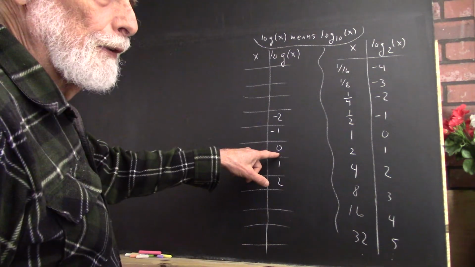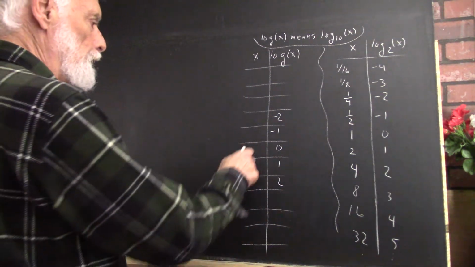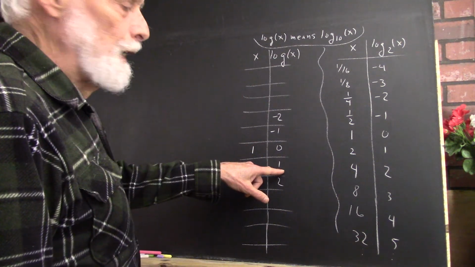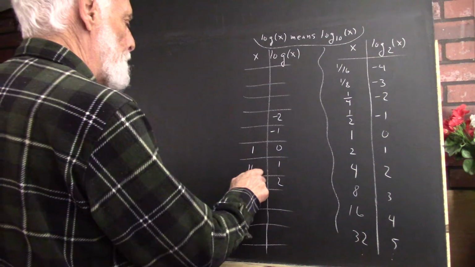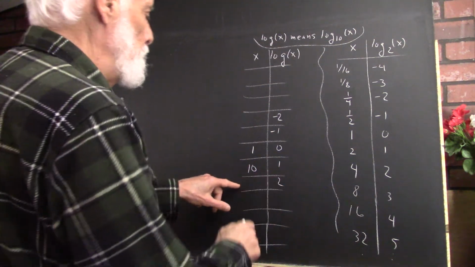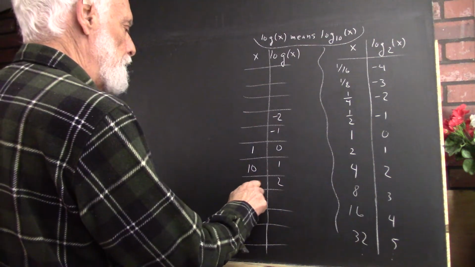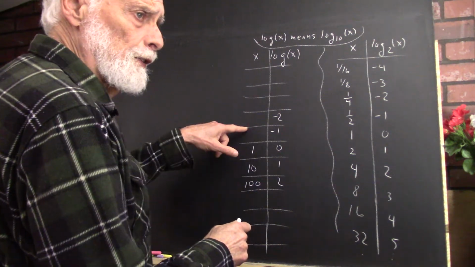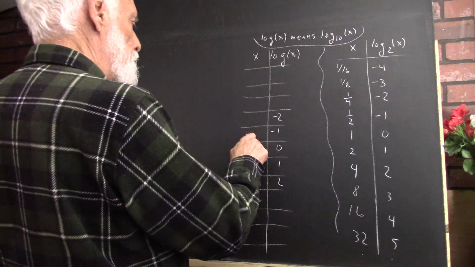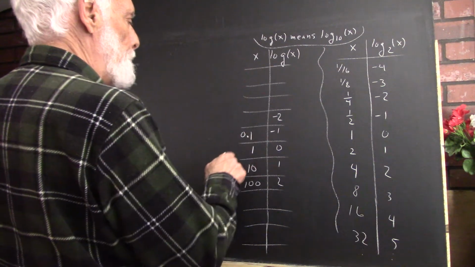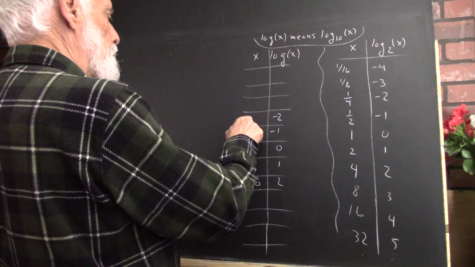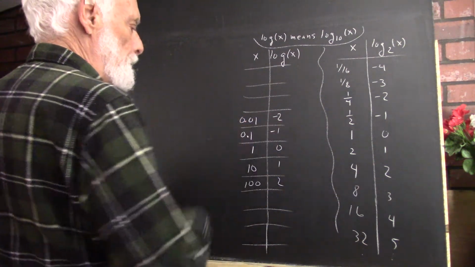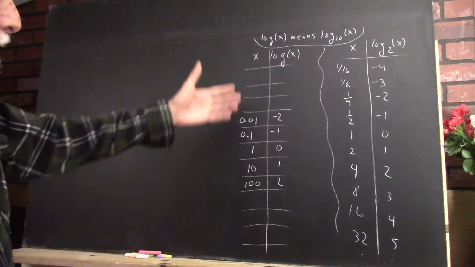So if we have 0 here, we have to have 10 to the 0 here. Well, that's 1. If we have 1 here, we have to have 10 to the 1 here, which is 10. If we have 2 here, we have 10 to the second, which is 100. If we have -1 here, this is going to be 10 to the -1, which is 0.1. 10 to the -2 is 0.01. Well, we definitely see a pattern here.